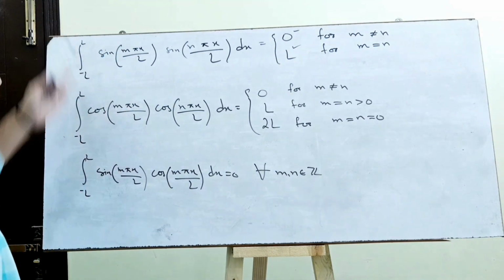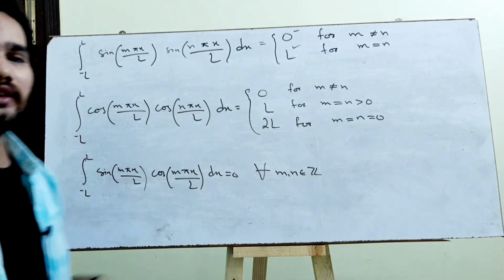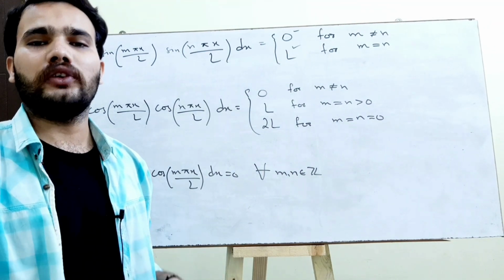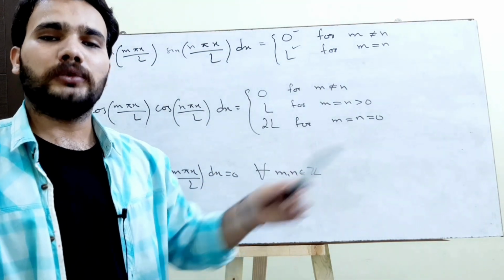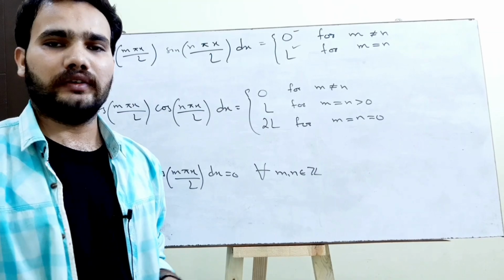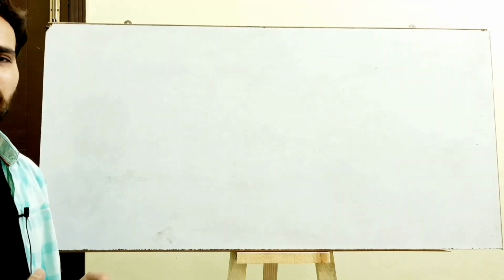So the contents of the video: in the first part we need some initial results. The initial results are these. First we compute these results, then we will start our Fourier series. If you are not interested in these results, you can skip the video up to where we start the double Fourier series. Before starting Fourier series, we need some initial results.